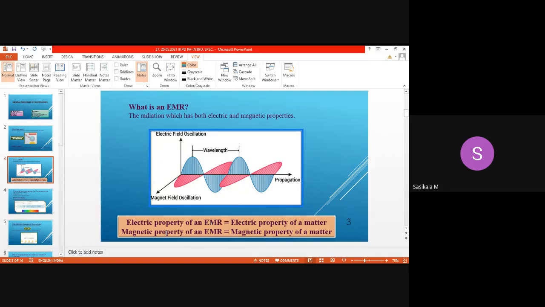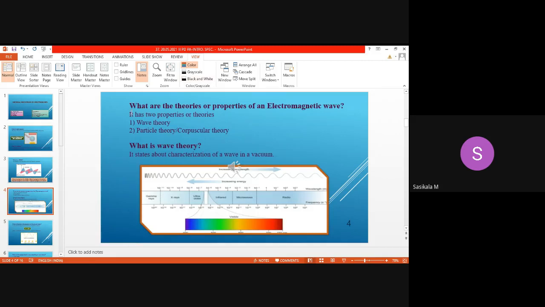Likewise, the magnetic wave of an EMR will interact with the magnetic property of a matter. This is how electromagnetic radiation interacts with matter. Matter represents the analyte, or particle, or solute, or sample, whatever you call the sample molecule. Now let's move on to the next slide. We'll see the theories or properties of an electromagnetic wave.